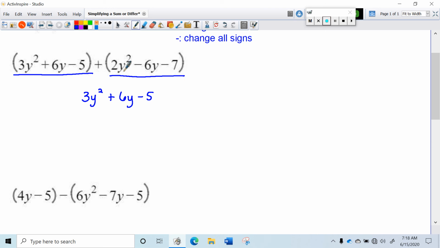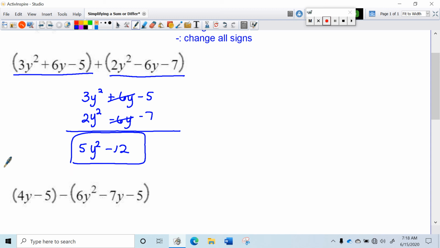Now watch where I put these. The y squared is going to go under the y squared, and that's 2. For my y's, I've got -6, and then I've got a -7 as a constant. So total everything up. For my y squared, 3 plus 2 is 5. For the y's, 6 take away 6 is 0, so those cancel. And then a -5 and a -7 is a total of 12 negatives. So minus 12. 5y squared minus 12.